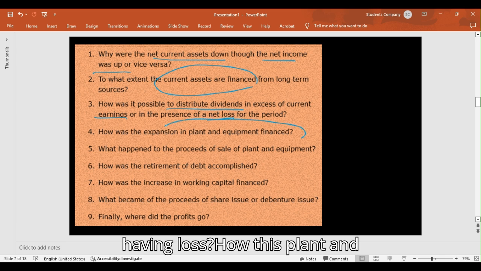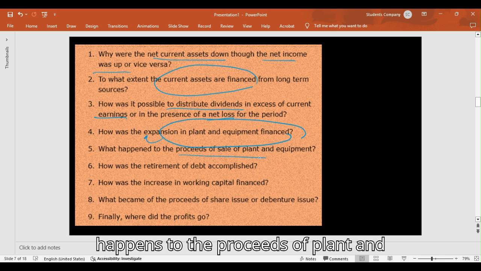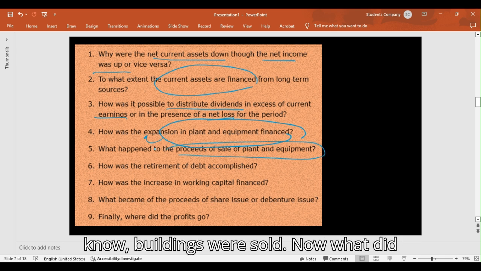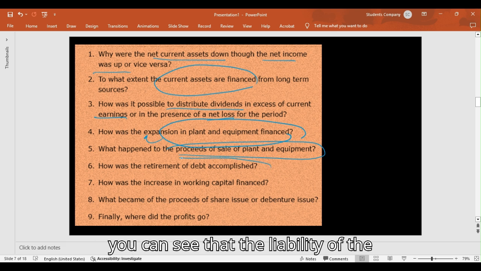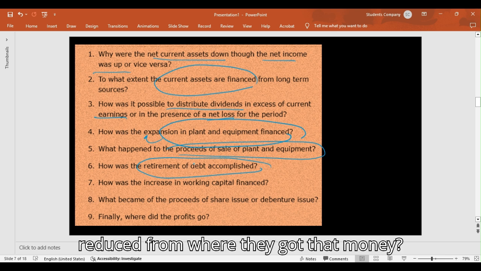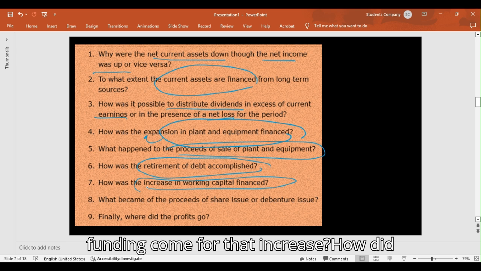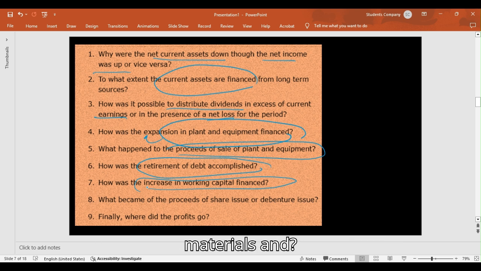How was this plant and equipment expansion financed? What happens to the proceeds of plant and equipment? Some equipment, plants, and buildings were sold. Now, what did the company do with that money? Sometimes you can see that the liability of the company comes down. How was this debt reduced? From where did they get that money? Working capital increase. How did funding come for that increase? How did they get funds to purchase more raw materials?